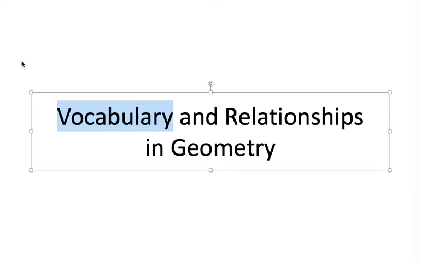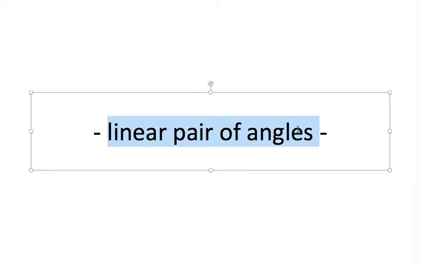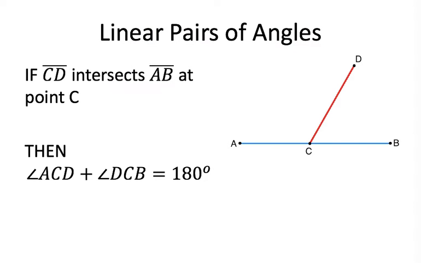Okay, so the first vocabulary word we're going to be talking about is linear pair of angles. Here I've drawn line segment AB, and intersecting line segment AB is line segment CD. While I drew these as line segments, what we're about to talk about will also be true if AB is a line and CD is a line instead of a line segment. Okay, so AB intersects line segment CD at point A.